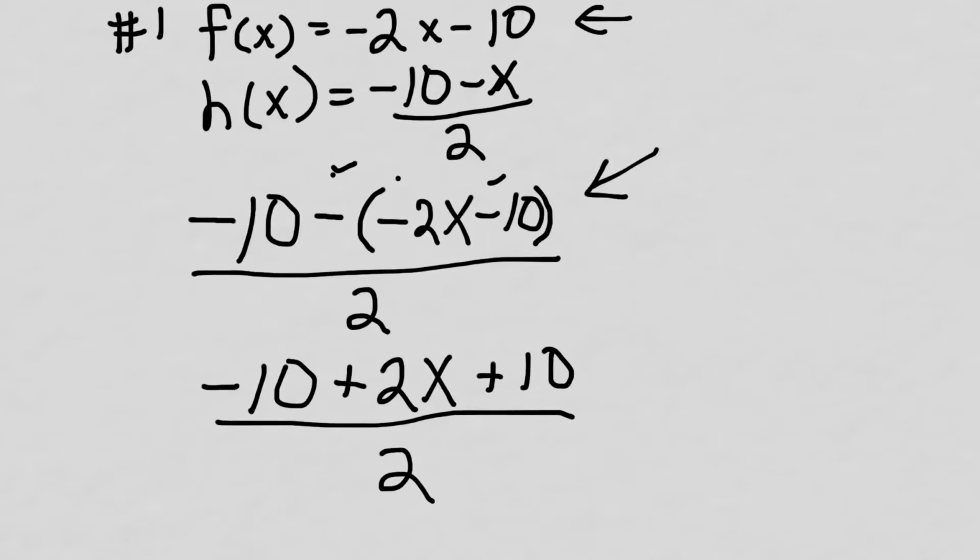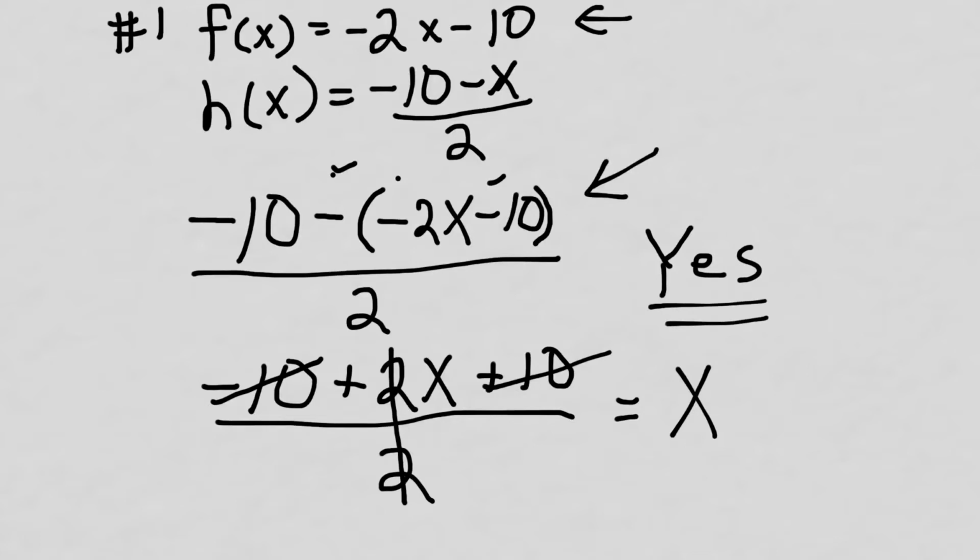These two just cancel each other out naturally. Minus 10 plus 10. Now all you got left is 2x over 2. The 2's cancel out. I'm just left with x, so the answer is yes. These two functions are inverses.